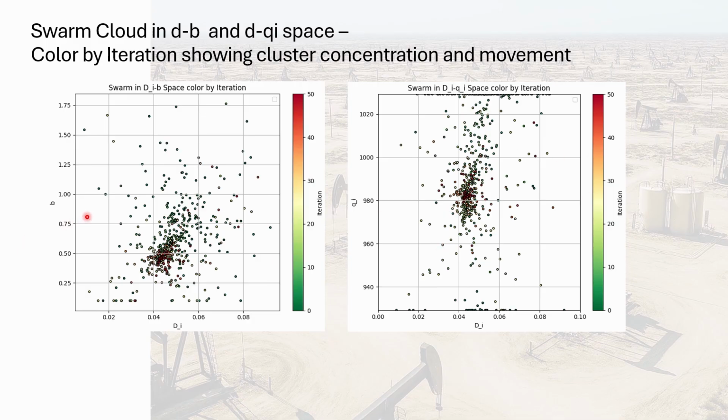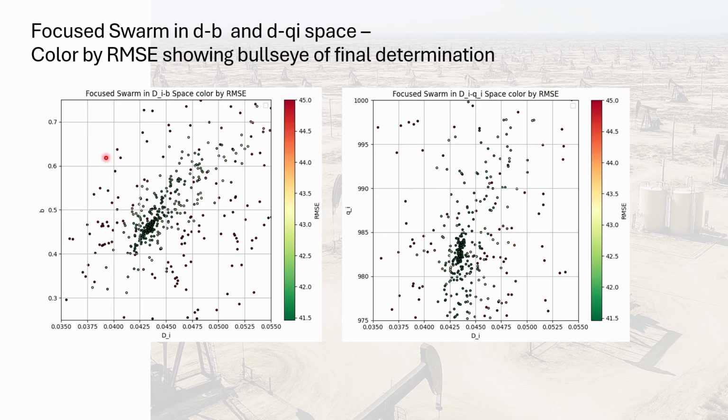The algorithm in this situation moves rather quickly, so it doesn't take long at all if you were to apply this algorithm through hundreds, if not 1,000 wells on a regular basis. That could be solved in a matter of minutes. Here we are looking at the swarm, and we're coloring by root mean squared error, showing the bullseye of final determination. I put this one in here to show you how the societal component causes those particles to converge towards the final determination.